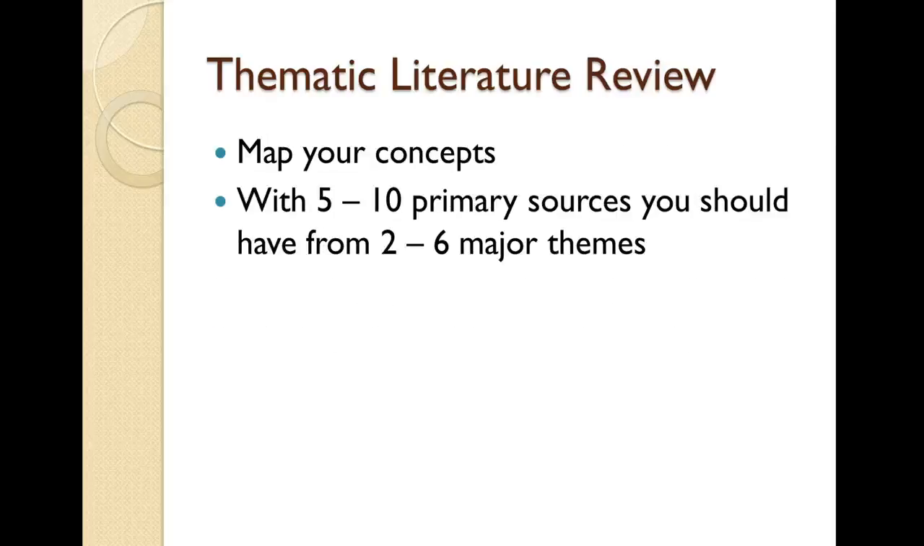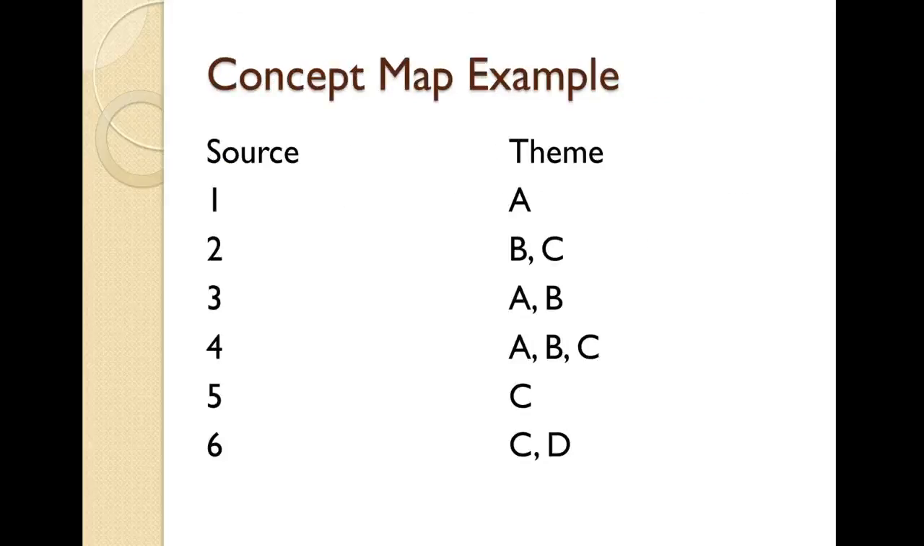So how do I take those annotated bibliography pieces and turn them into a thematic literature review? The first thing I have to do is map my concepts. If I have 5 to 10 primary sources, those are your annotated bibliography pieces, you should have 2 to 6 major themes. I'm going to show you a visual of what that looks like. On the left-hand column are my 6 sources. These are the 6 pieces I have in my annotated bibliography.